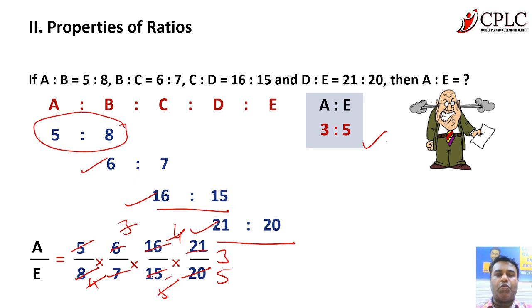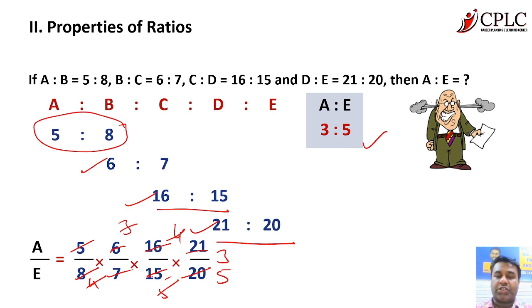Understood? So there are two ways of solving this kind of question. Either you can scale the ratios, that is one way, but in order to find out only A is to E, you have to be smart. So in this case, you can take A upon B into B upon C into C upon D into D upon E, simplify, cancel out whatever common numbers there are, and then find the answer.